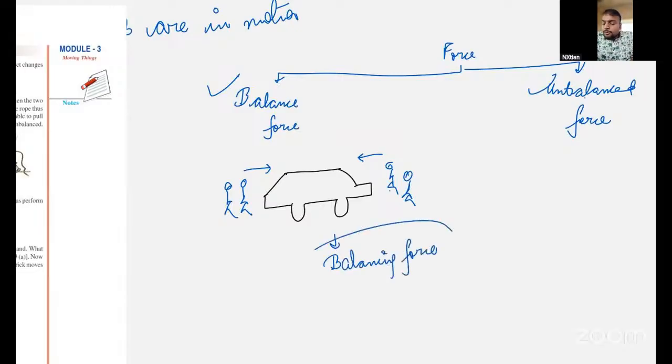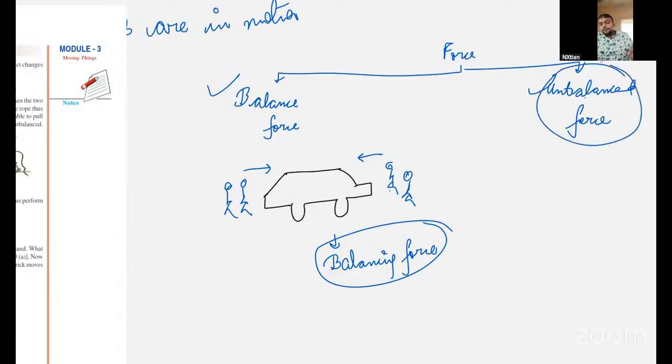Any more examples of balanced force? Tug of war. When you are playing tug of war, in the starting, the rope is not moving. The flag is not going here and there. That is also an example of balanced force. But after some time, if one team loses strength, the other will pull, and the rope will move. That becomes unbalanced force.